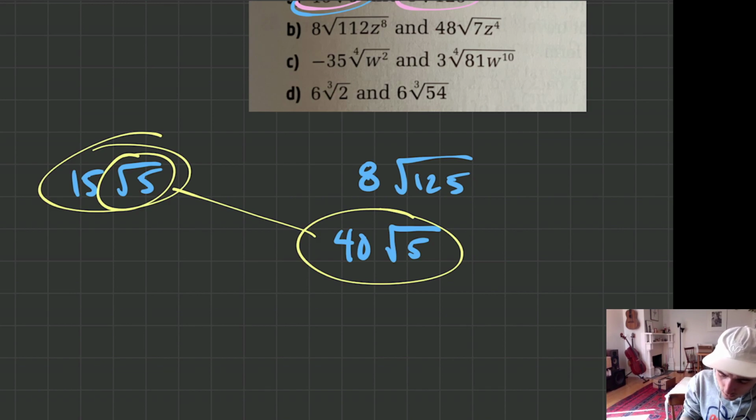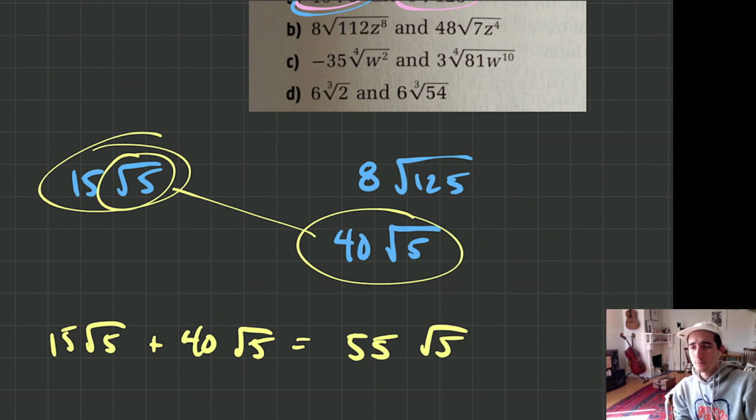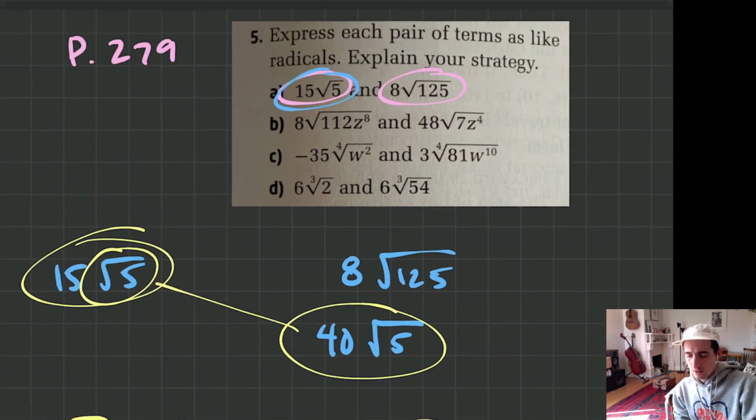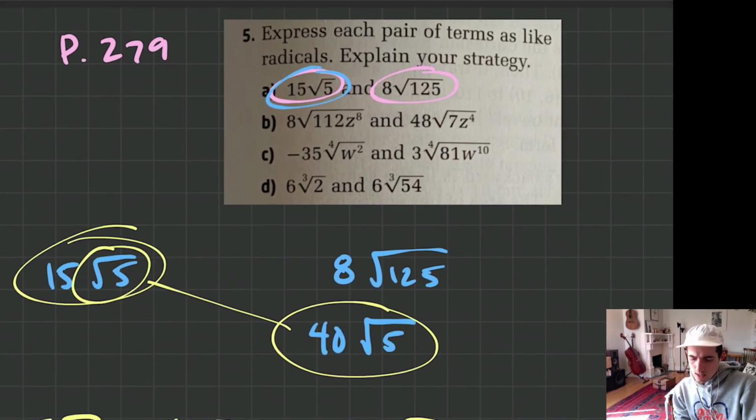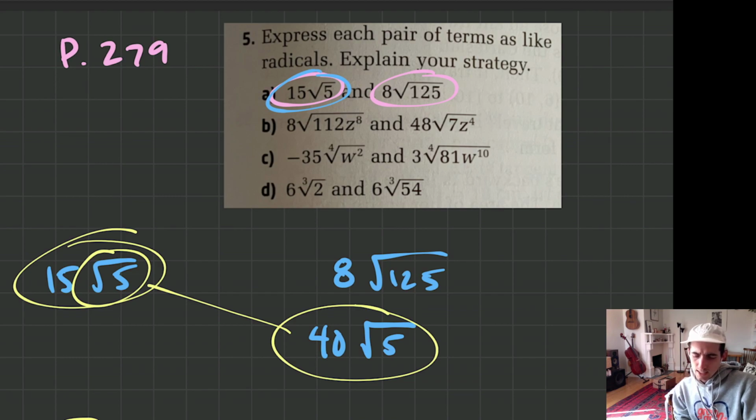If we wanted to add them together, we could say 15 times the square root of 5 plus 40 times the square root of 5 is equal to 55 times the square root of 5. We could add them no problem. So these ones we can now add together.